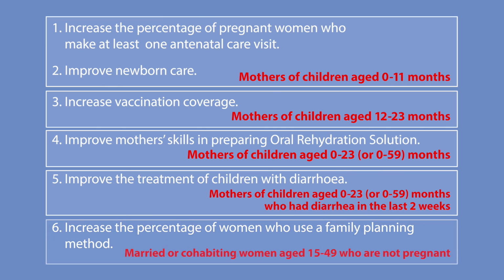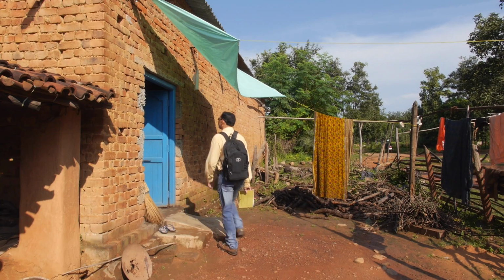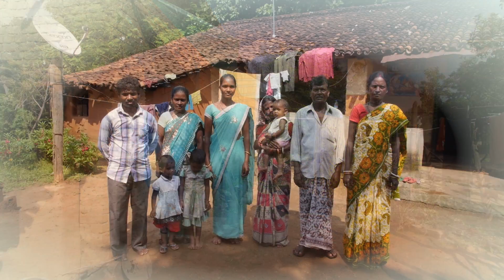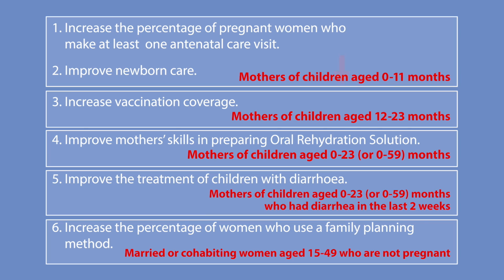And women 15 to 49 years of age who are married or living with a partner and who are not pregnant to assess acceptance of family planning methods. So that's 5 different questionnaires. When you go to visit a household with your 5 different questionnaires, you'll want to look for anyone who matches the description you are looking for.